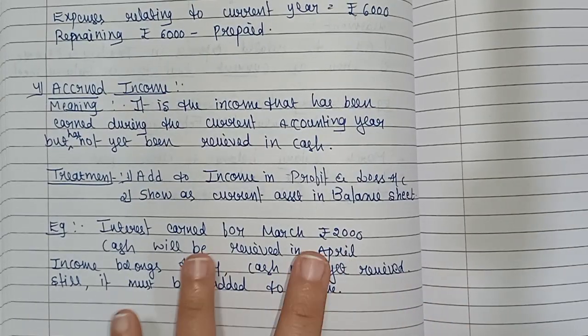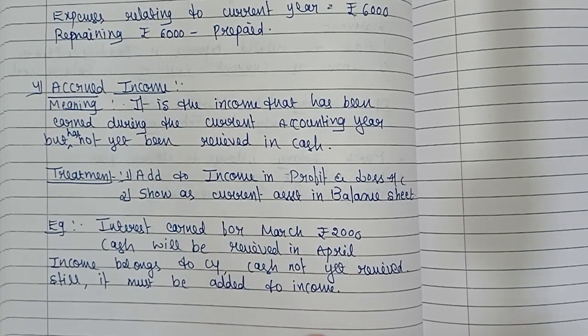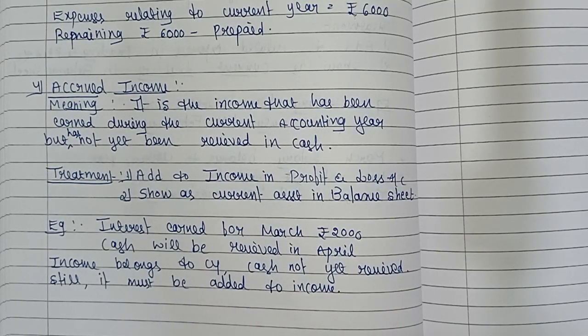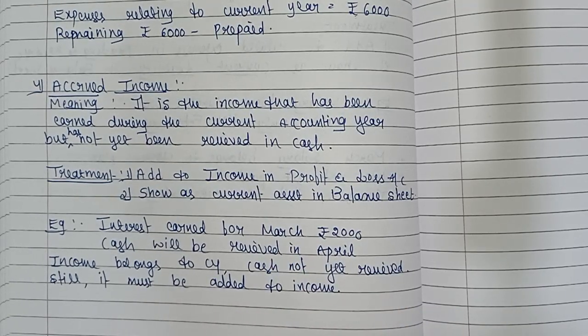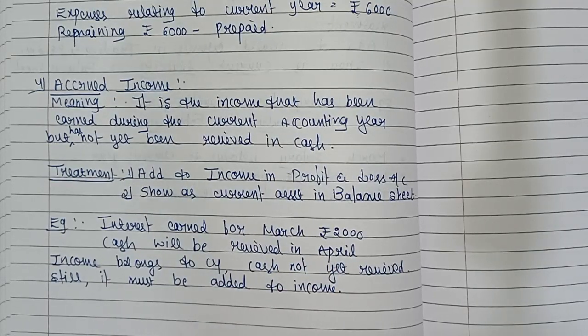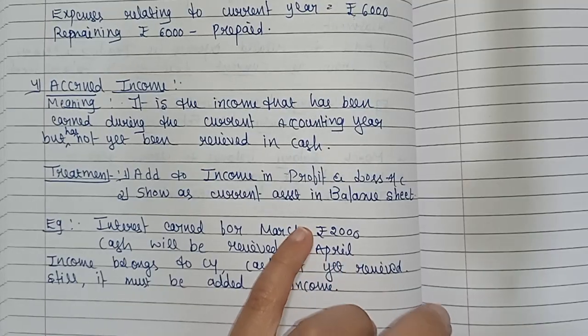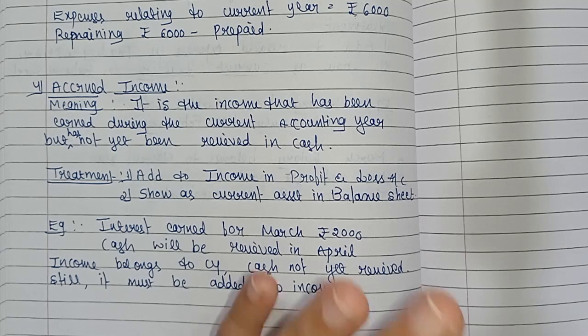For example, interest earned for March is rupees 2000, and cash will be received in April. It means what? The income belongs to the current year, March. Cash is not yet received, still it must be added to income. The cash we are going to receive in April is related to our current accounting year. That's why we need to add it to income in the profit and loss account.